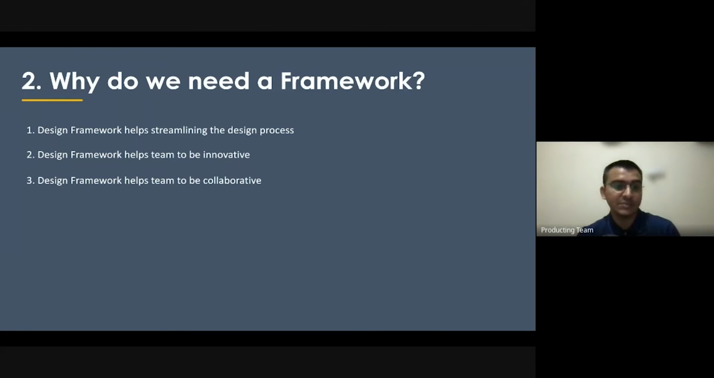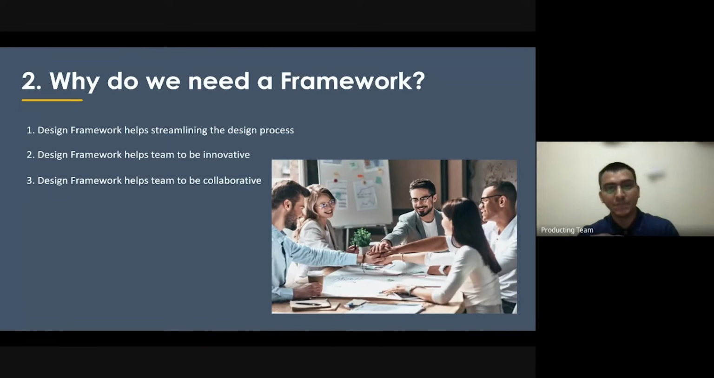Number three is design frameworks help teams to be collaborative. Everyone in the team, whether it's a smaller team of two to three people, or a bigger team of 100 people working with a design team, or multiple design locations globally, follows the same design framework, and it helps them communicate with each other and share their work with other people in the team, whoever they are. They might be on the other side of the world, but when they work on the same framework, it's very easy to collaborate with the work. So these are the three advantages of using a design framework.